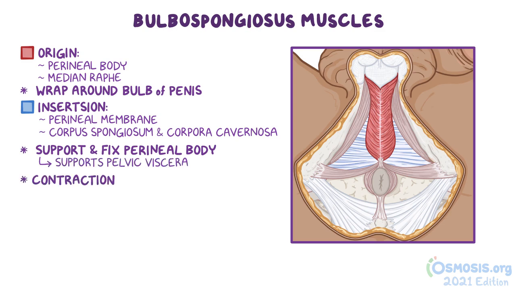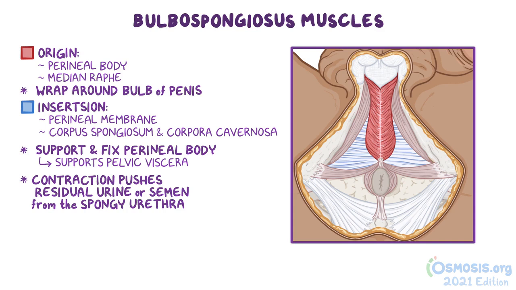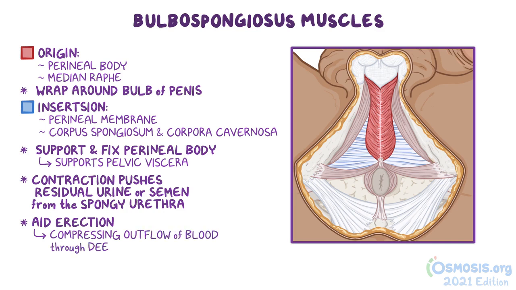The contraction of the bulbospongiosus muscles pushes the residual urine or semen from the spongy urethra. Finally, they aid in erection of the penis by compressing the outflow of blood through the deep dorsal vein of the penis and by pushing blood through the body of the penis.